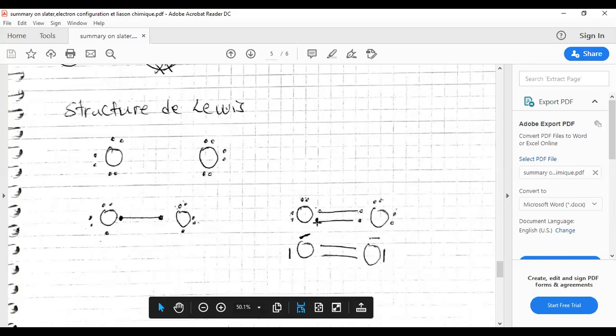Since it's a pair, the pair is just represented by a line. Then there are 2 here, also making a pair, we represent it by a line. There are 2 here, which is a pair also, a line. Then there are 2 here, a pair, a line, and 2 on the other side, a line, a pair. So that's how you write it. That's basically how you write a Lewis structure.